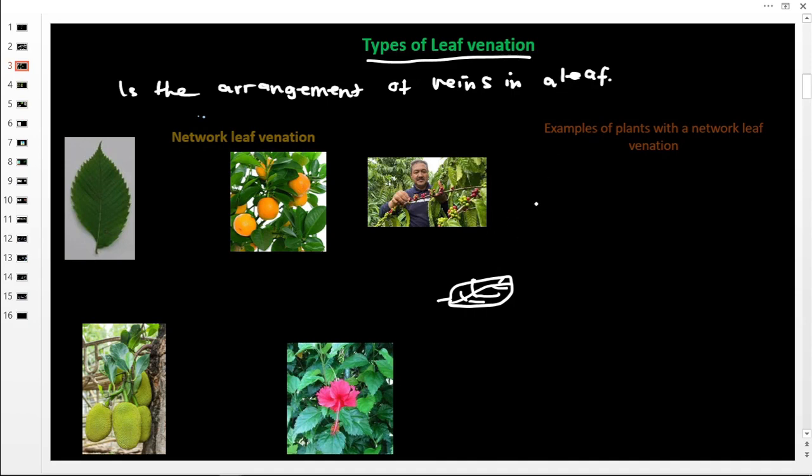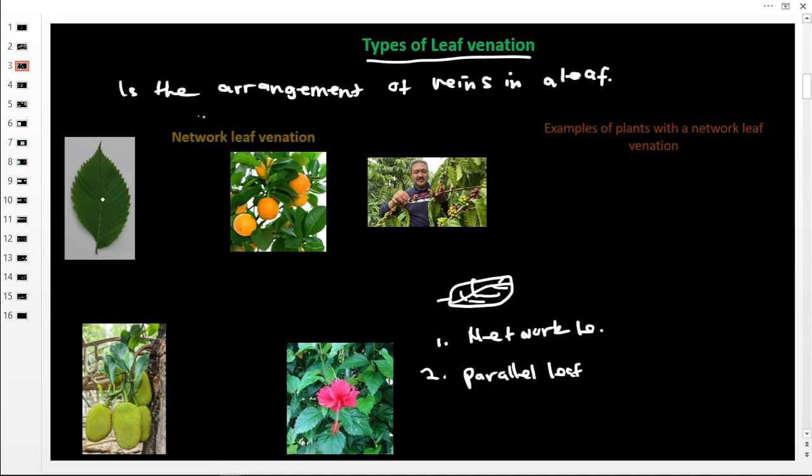Then we have two types of leaf venation. One, we have what we call the network leaf venation, and two, we have parallel leaf venation. Remember we said venation is the arrangement of veins in a leaf. Now when we look at these diagrams, these pictures, they are showing us a network leaf venation, meaning that these veins on reaching the lamina form a network-like structure.